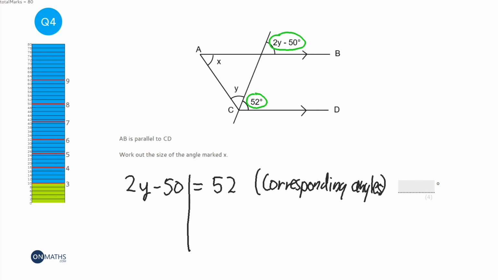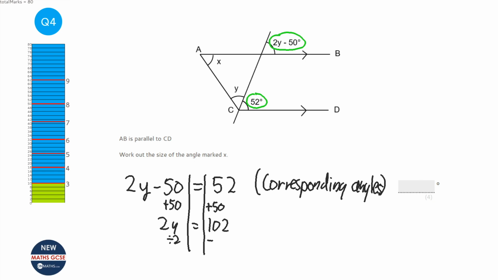So I can solve this by first of all adding 50 to both sides. So that's 2y equals 102, and then I'm going to halve both sides. So y equals 51. So I know y is 51, so I now know that this angle here is 51 degrees.